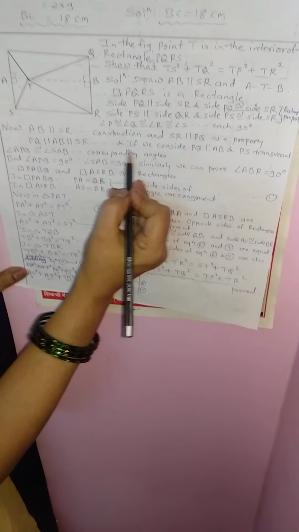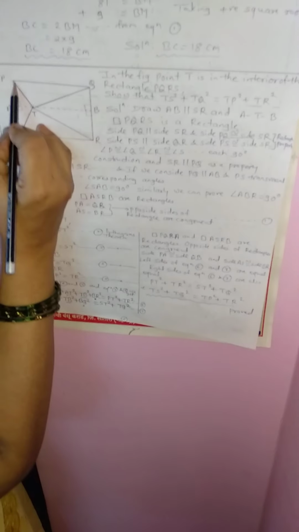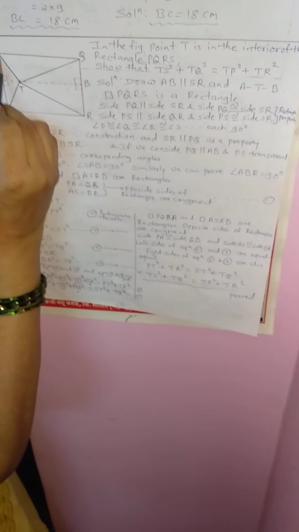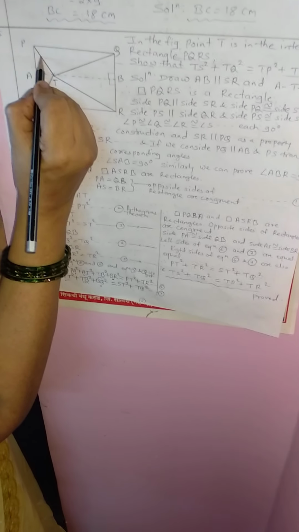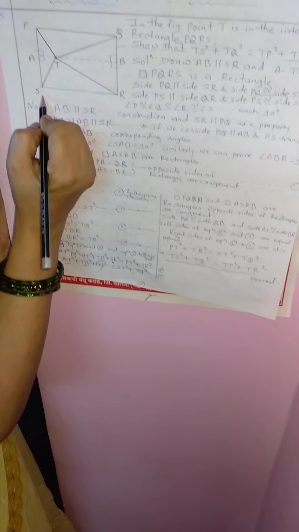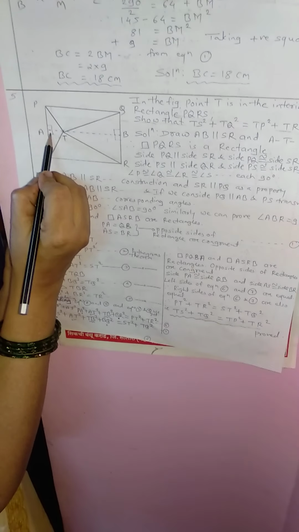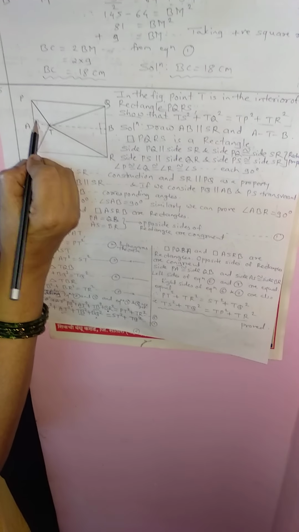Now if we consider PQ parallel to AB and PS as a transversal, then angle QPA and angle BAS are corresponding angles. As this angle is an angle of the rectangle, which is 90 degrees, this angle is also 90 degrees. Now as this is 90 degrees, its linear pair is also 90 degrees.